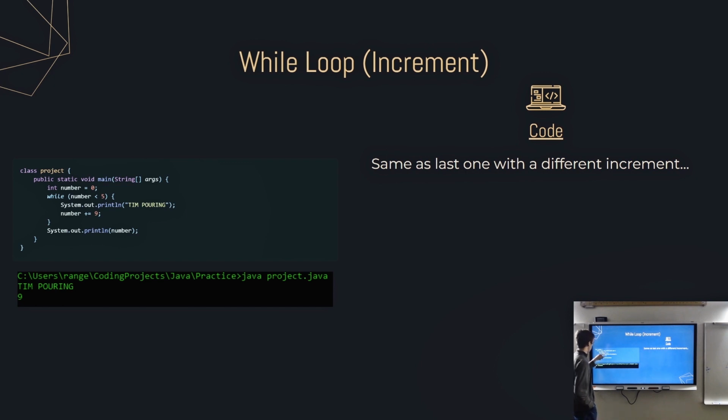Because it's true, it's going to do whatever's within the curly brackets. So it's going to print "temporing", and then we're going to add 9 to number. So now number is going to be equal to 9.